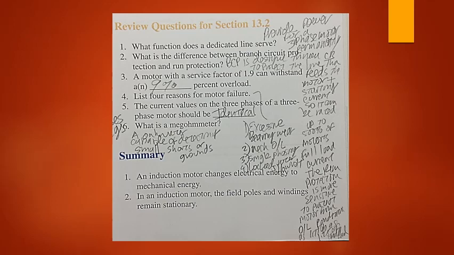The run protection is more sensitive, to protect the motor from overload conditions as little as 125% of full load. Sometimes it could be 115% or even 100%, or no overload protection. Number 3, a motor with a service factor of 1.15 can withstand a 15% overload.